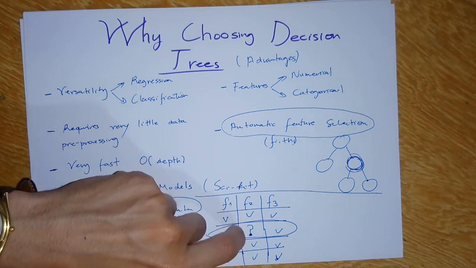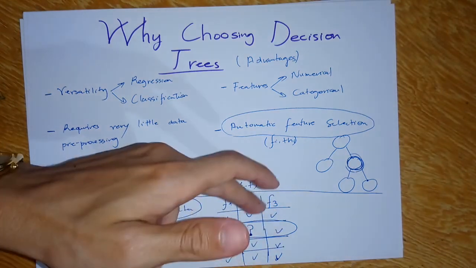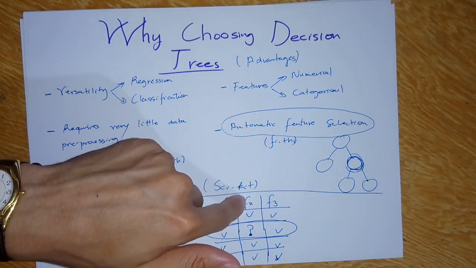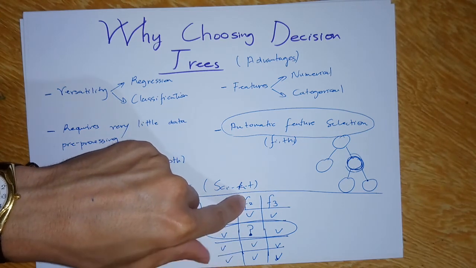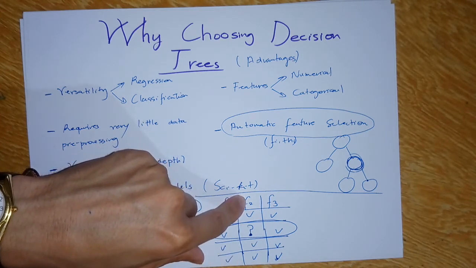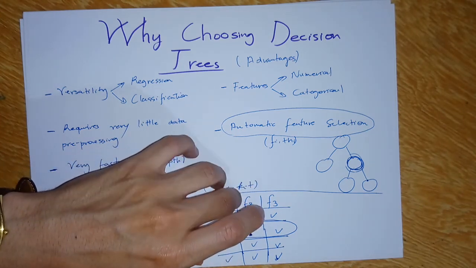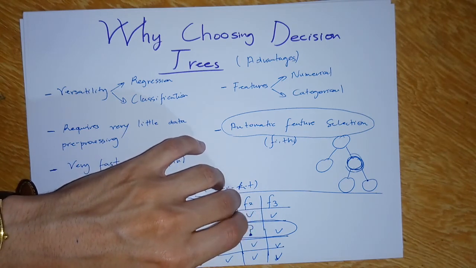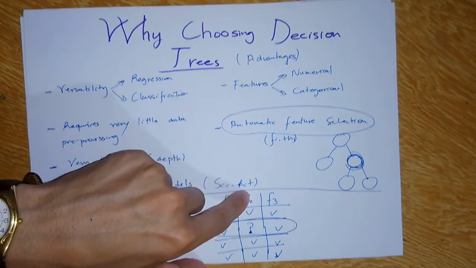And of course, the median should be applied if this feature is numerical. If it is categorical, then we don't do that. We rather just take the most common state of this feature.